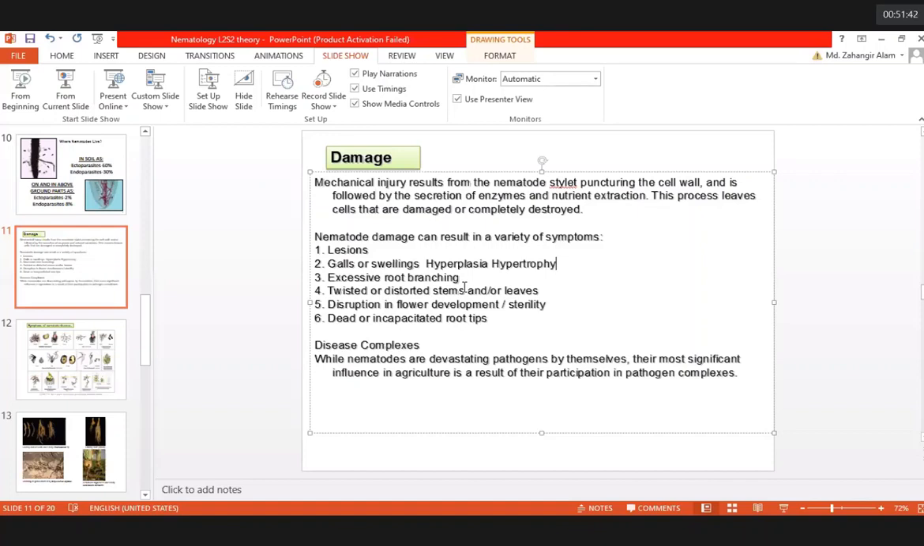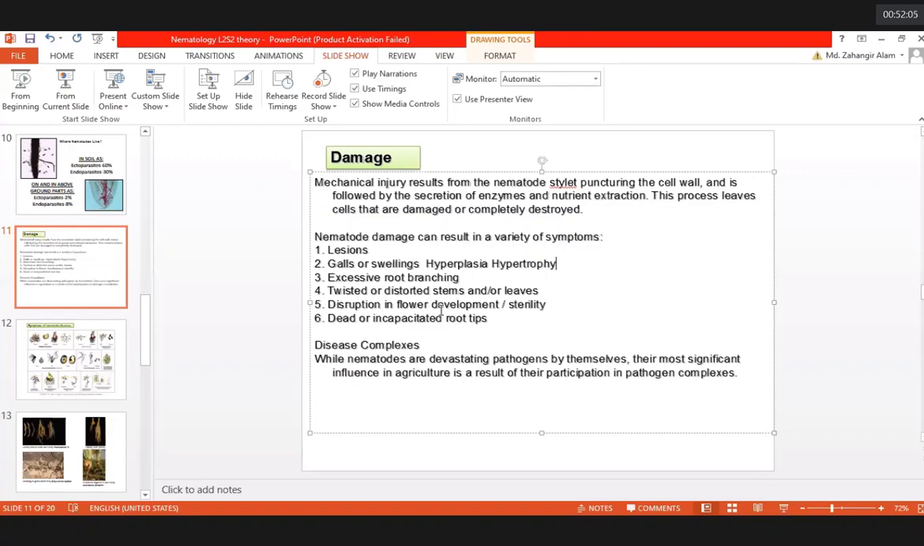Okay? And there is disruption in flower development, or sterility. That plant might be sterile. There are a number of reasons why the plant becomes sterile, why the plant doesn't produce flower or fruit or seed. So what is the complete life cycle?